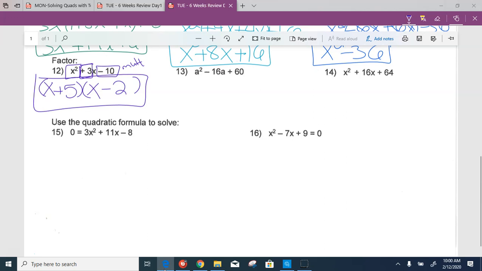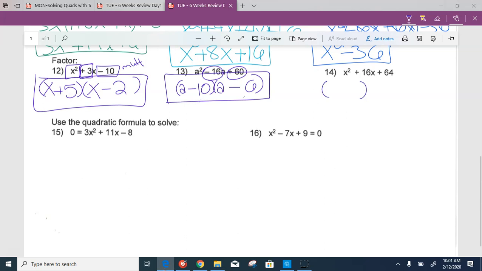All right, now let's go ahead and look at number 13. It's the same exact thing. To get an a squared, I need an a times an a. To get a positive 60 and a negative 16, I know I'm going to have a 10 and a 6 involved. 10 times 6 is 60. I need to get a negative 16. So what I need is two negatives in this case. A negative 10 times a negative 6 will give me a positive 60. A negative 10 plus negative 6 will give me negative 16 total. So a minus 10 and a minus 6.